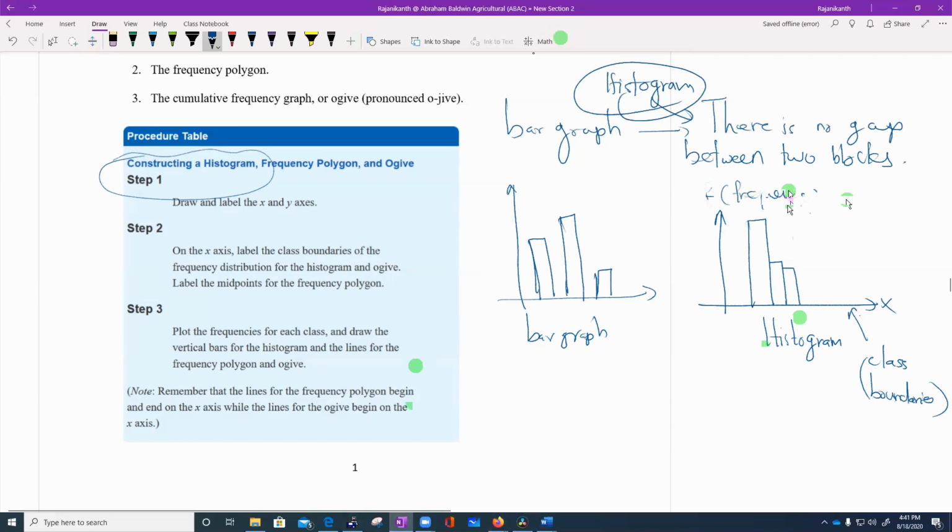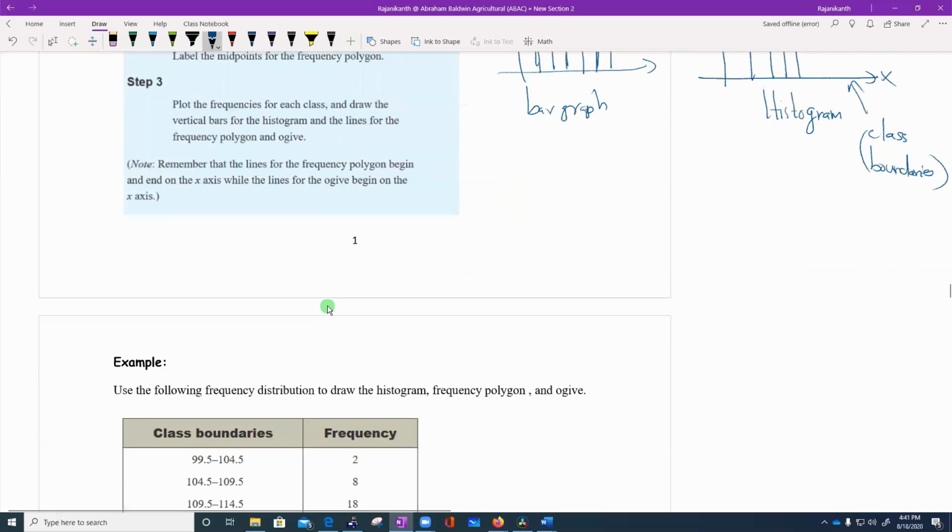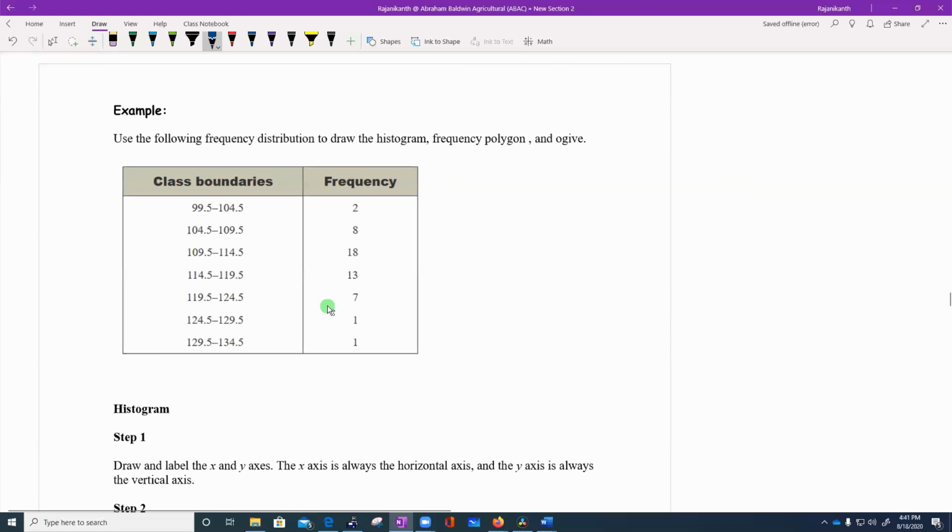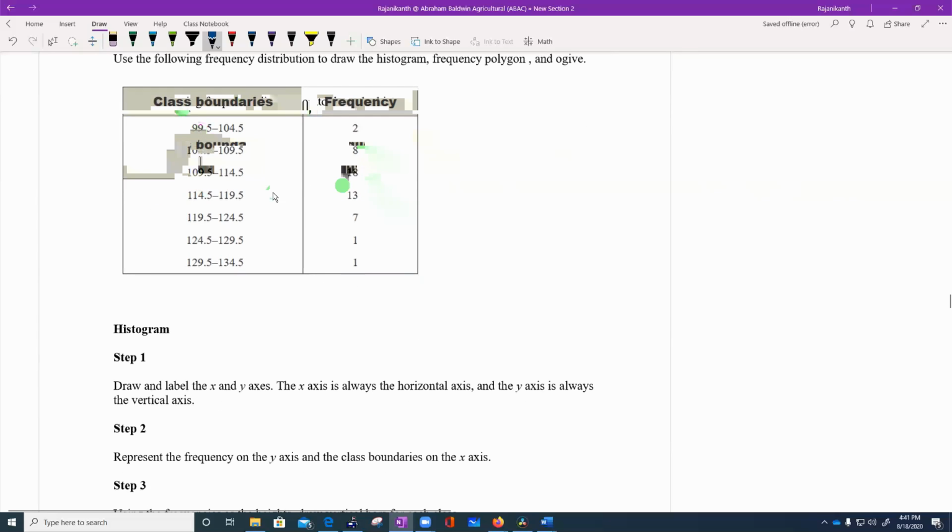Okay, so in that way, you could draw the histogram. The same example here I have copied down, and I explained here how to draw a histogram by using the grouped frequency distribution table, right? This is the same table we just made, right?